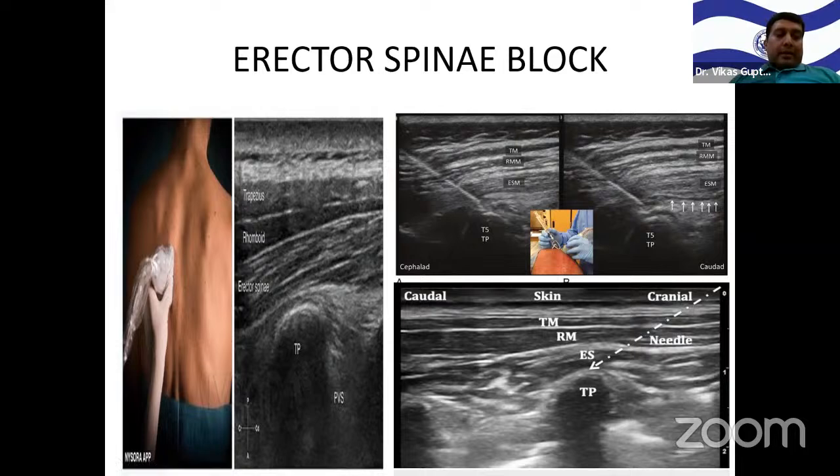Needle in plane from cranial to caudal until the needle contacts the transverse process. See the needle orientation. We will hit the transverse process, then put 2-3 ml of drug. Hydrodissection will be seen. Then we confirm proper injection of the LA in the plane superficial to the transverse process and below the erector-spinae muscles. We give 15 to 20 ml of drug, enough for 4 segments above and 4 segments below. We can give this block bilaterally also.